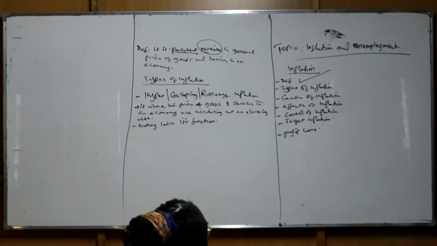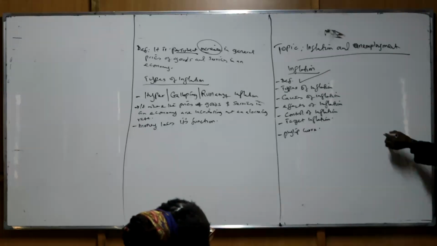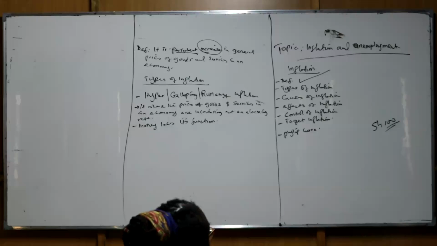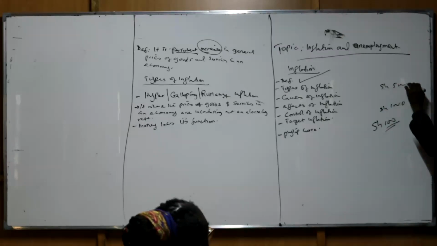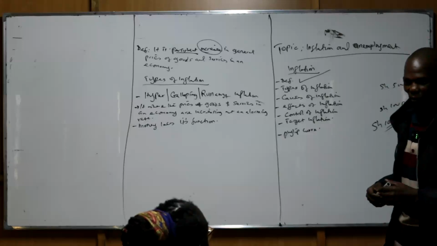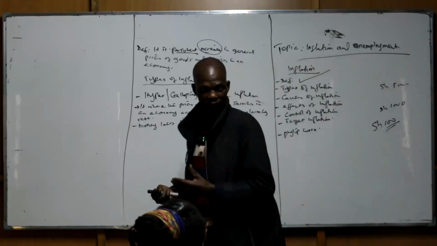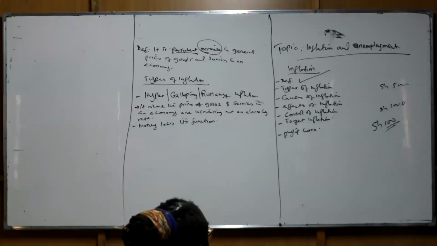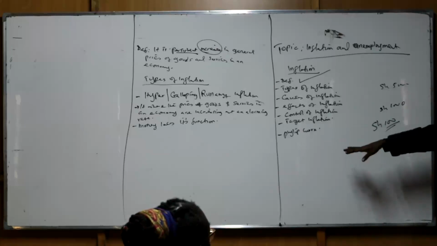Like what happened in Zimbabwe some time back, a very classic example: you go to a shop, you buy an item for 100 shillings today. Tomorrow you go to the same shop, that item is now 1,000. The next day that item is now 5,000. The Zimbabweans became poor millionaires. They have millions, but the value of money is galloping, hyperinflation.